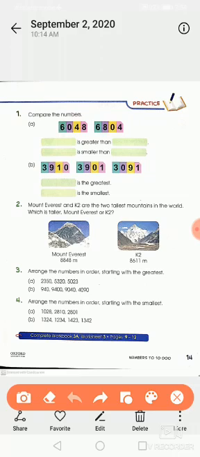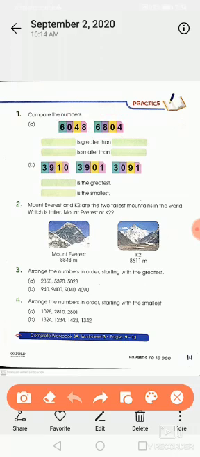First we start the comparison with the thousands digits. In the first number, the thousands digit is 6, and here the thousands digit is also 6, so both are the same. Now we compare the hundreds digits. In the first one, the hundreds digit is 0, and here it is 8. So 800 is greater than 0. So the number 6,804 is greater than 6,048.